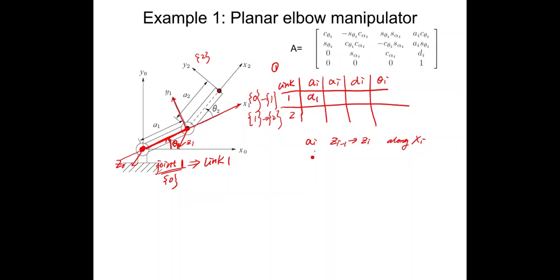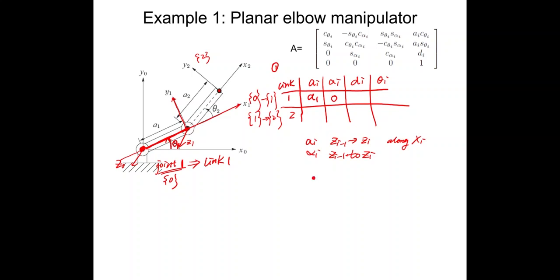Okay, and what is the definition of alpha I? Alpha I is the rotation from Z(I-1) to Z I, in the plane. Here Z0 and Z1 are parallel, so obviously we have 0 because they're parallel.